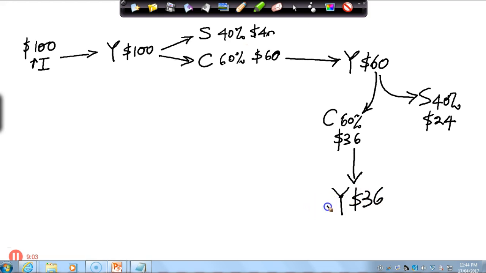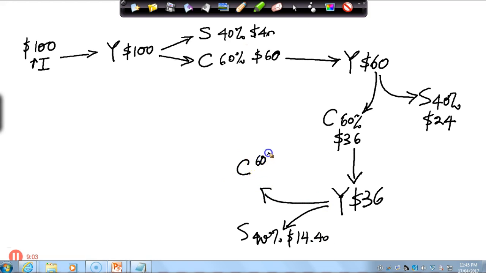Who will do what with their income? They will save 40% of the $36. That's $14.40. And they will spend on consumer goods the other 60%. Their marginal propensity to consume being 60% or 0.6. $21.60. That $21.60 which is spent is obviously income. $21.60 is income for yet another group of people.